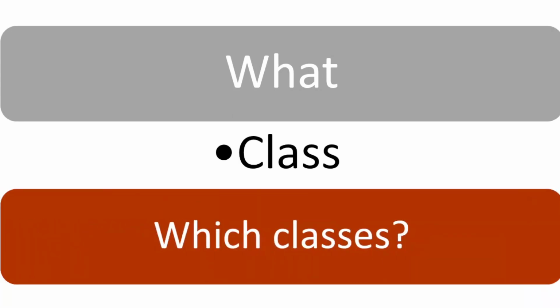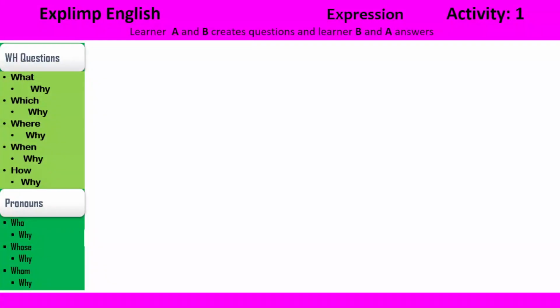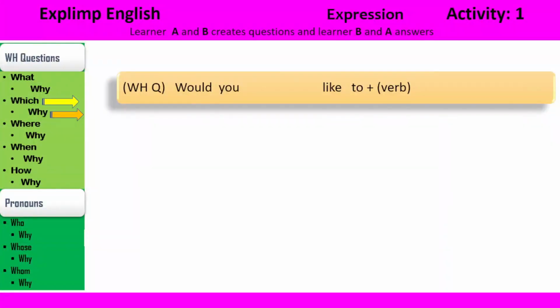Okay, so here we have learned what, and the answer of what was class. Like what do you want to take, or what would you like to take? We said like I would like to take a class, but we don't know which class, right? Why? Because there are types of class, like mathematics class or English class or science class. There are then different types of classes, right? Okay, so let's see and start which and why. Would you like to plus verb with WH question?